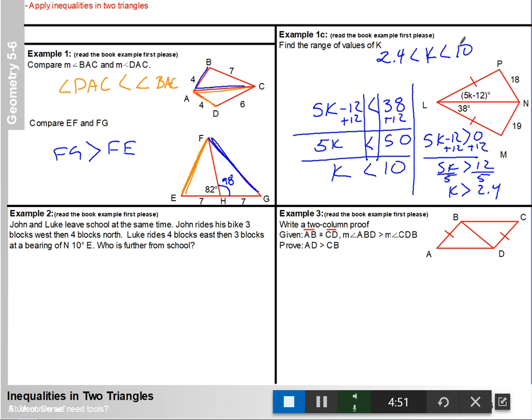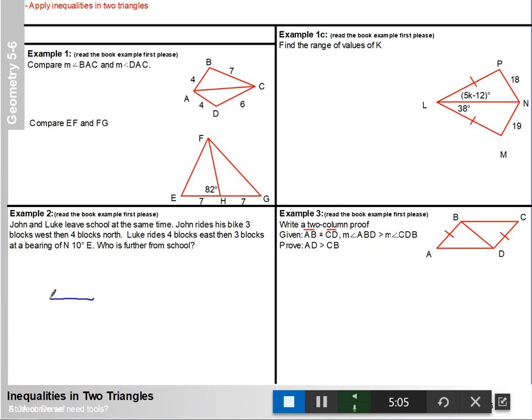Back to John. So the angle formed by John's route, let's see. So John rides his bike 3 blocks west, and then 4 blocks north. Let's try that again. 3 blocks, and then 4 blocks. And so using the Hinge theorem, we know that's 5.